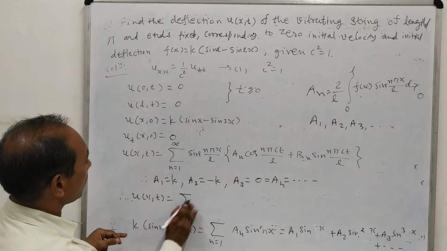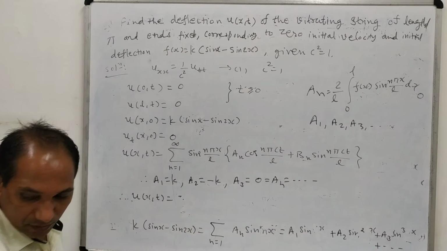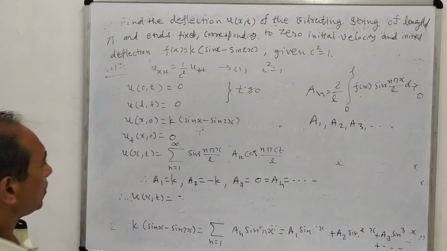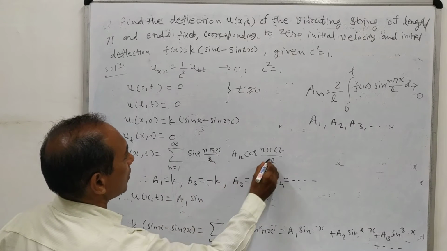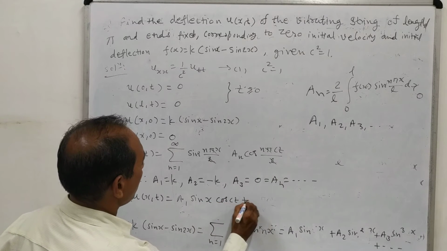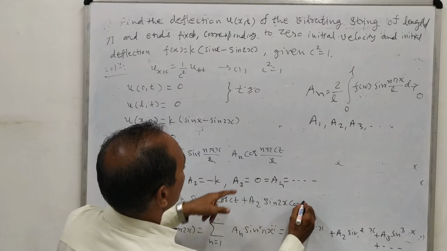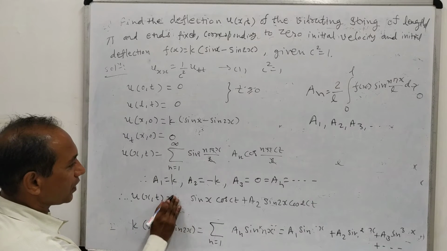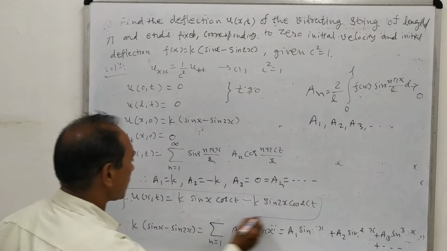Sigma n equal to 1 to infinity. Here I am not repeating again. b_n was 0, so we can write this one. So n equal to 1, that means a1 into sine x into cos ct, plus a2 sine 2x into cos 2ct, and all other constants are 0. And then we will put a1 equal to k and a2 equal to minus k. So this is our final solution, you can see.